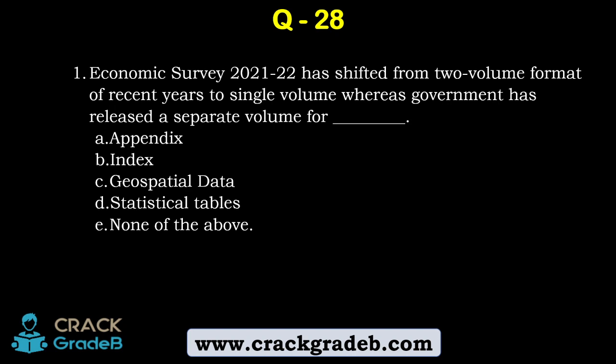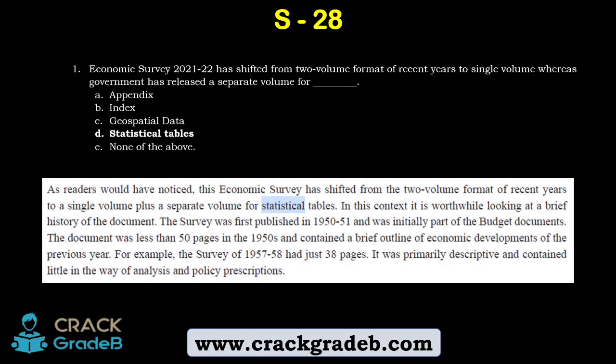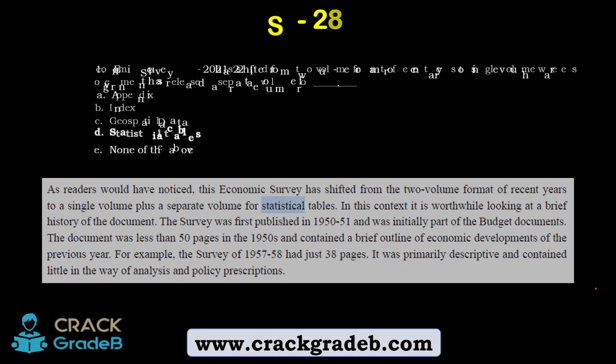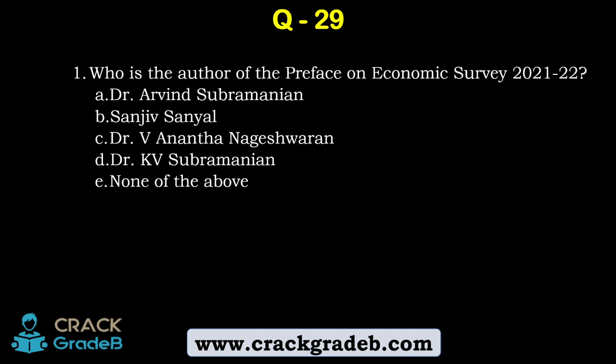Economic Survey 21-22 has shifted from the two-volume format of recent years to a single volume, whereas the government has released a separate volume for either appendix, index, geospatial data, statistical table, or none of the above. The correct answer is statistical data, right? You can read this. This is very, very important. Now, let's move forward. Let's see question number 29.